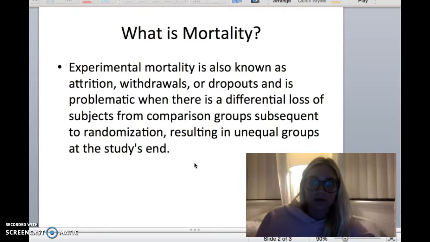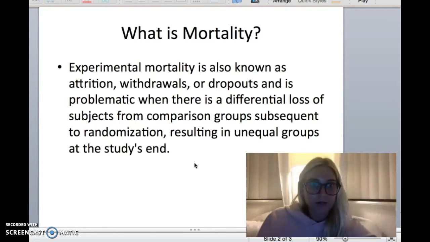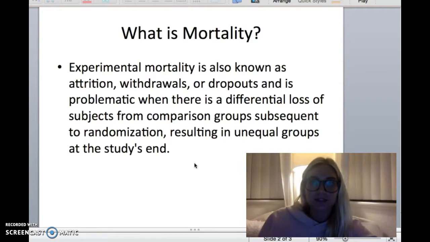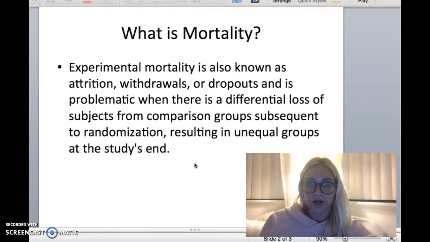So let's start. What is mortality? Well, experimental mortality is also known as attrition, withdrawals, or dropouts, and is problematic when there is a differential loss of subjects from comparison groups subsequent to randomization, resulting in unequal groups at the study's end.